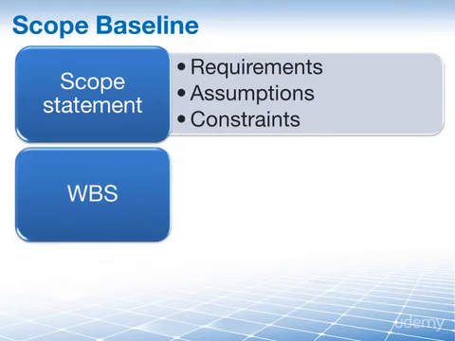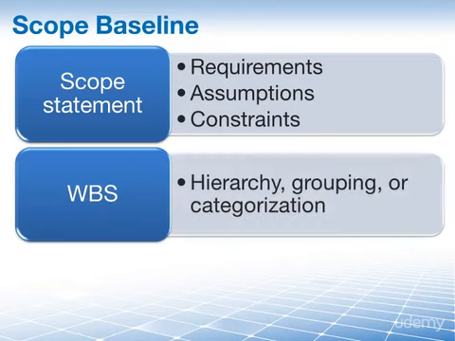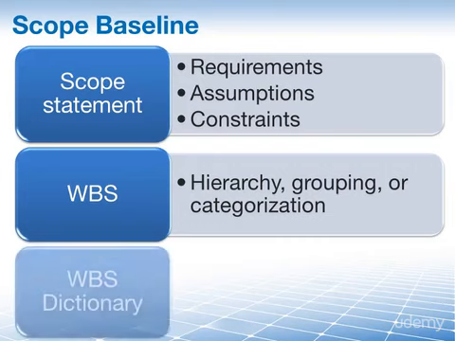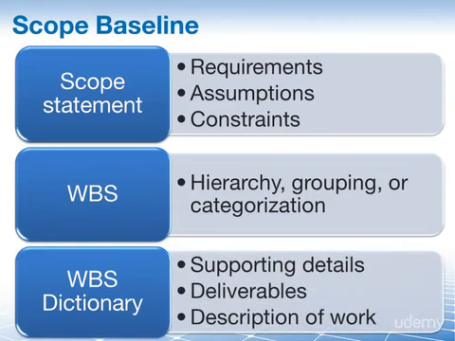Next, the work breakdown structure, the WBS, that is the decomposition of the work to be done on the project. It shows any hierarchy, grouping, or categorization of the work components. This will allow you to budget on a work package basis. And finally, the third component is the WBS dictionary, which will have the supporting details on the components of the project and deliverables and their interrelationships. For example, it would list out deliverables. It also provides a description of work for each WBS component.